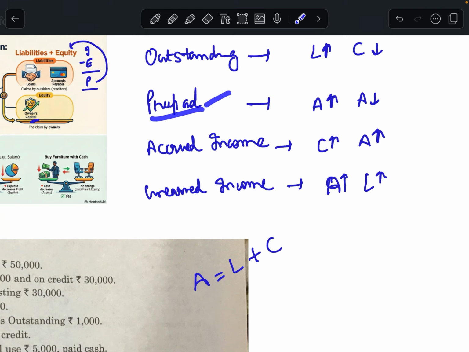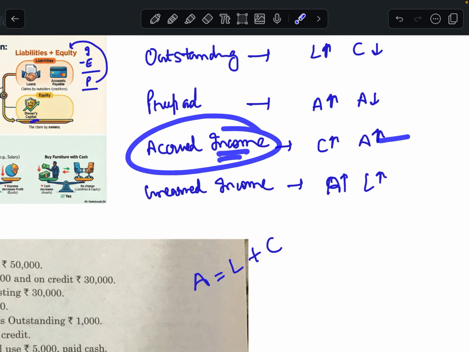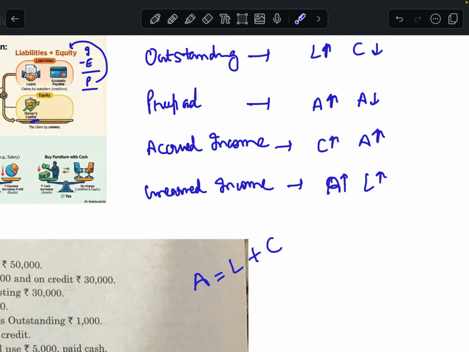Again, if an expense is prepaid, is it of the current year? No, but our cash is gone, so one asset will decrease, another asset will increase. Again, accrued income: the income is from the current year, so capital will increase. And has the income been received? No, so we will make an asset of accrued income, so asset will increase. Unearned income, it's not earned, so there will definitely be a liability increase. Unearned income has been received, so what we have received is cash, and asset will increase.